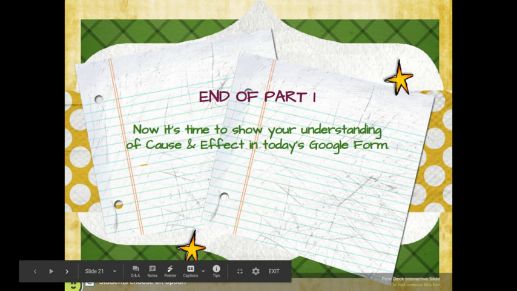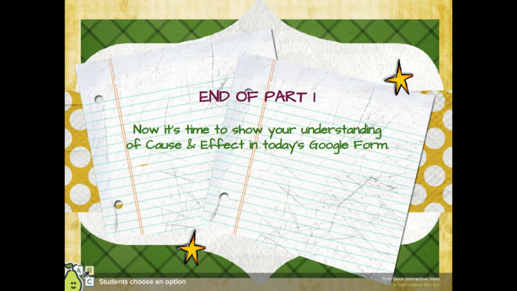That is the end of this part of our lesson for today, the end of part 1. Now it's time to show your understanding of cause and effect in today's Google form.